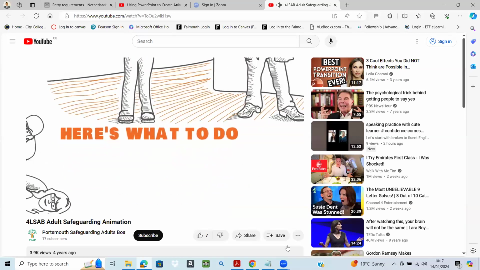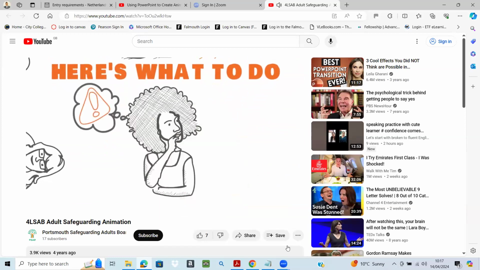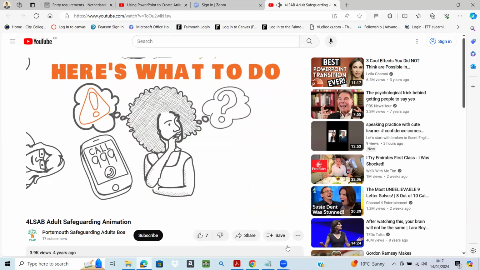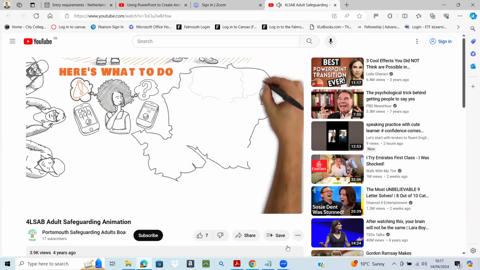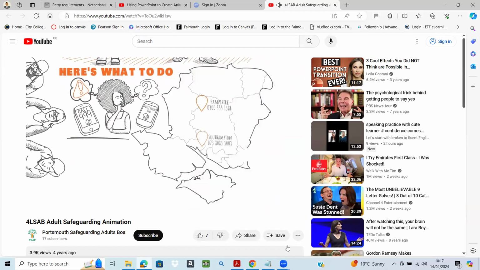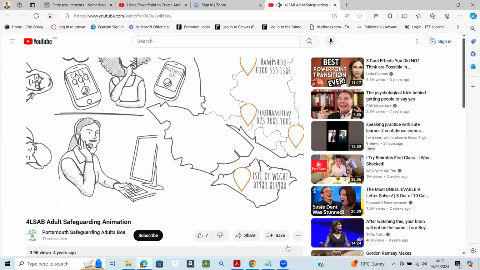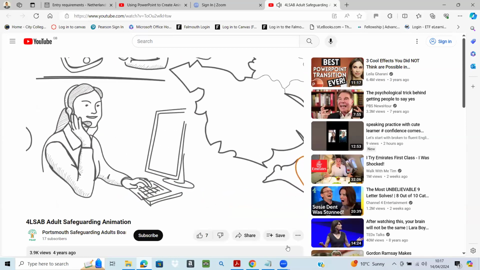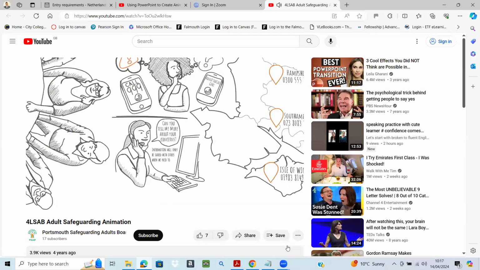Here's what to do. If there is immediate danger, or if you think a crime has been committed, call 999. If the concern is less urgent, call your local safeguarding team. They will ask you about the situation and why you're worried. Try to give as much information as possible. Information will be shared with others only when necessary. For example, if a crime has happened, we may need to tell the police.